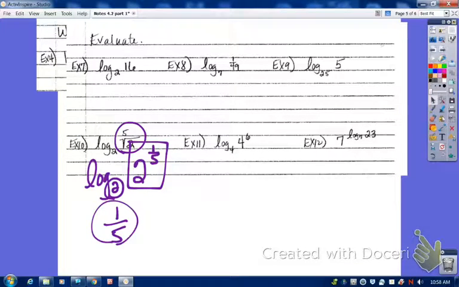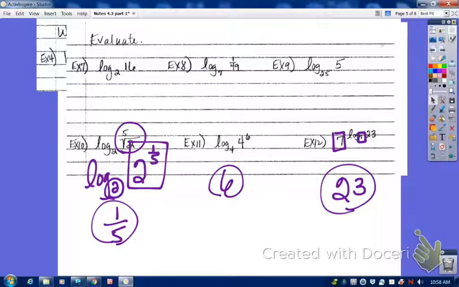11 says 4 to what power is equal to 4 to the 6th? 6. 11 is kind of like, 12 is kind of like 11, except the log is up in the exponent. This is where we start to learn that if the bases are the same, it's just like 11, but it's written different. If the bases are the same, they just cancel out and you just get whatever's left, which is 23. So this is just kind of the beginning of log to exponential, exponential to log, evaluating a few logs that aren't very hard.